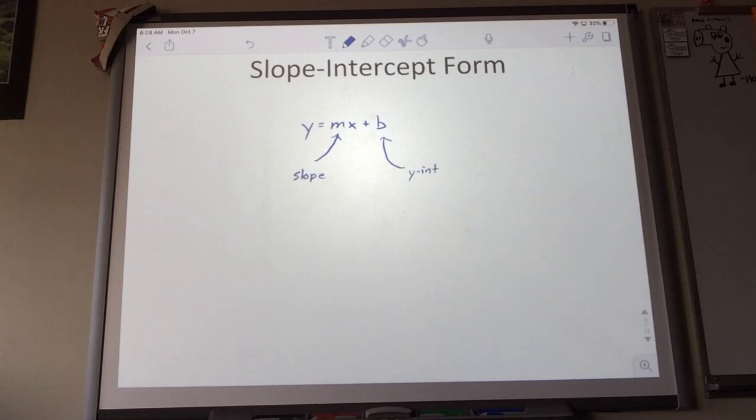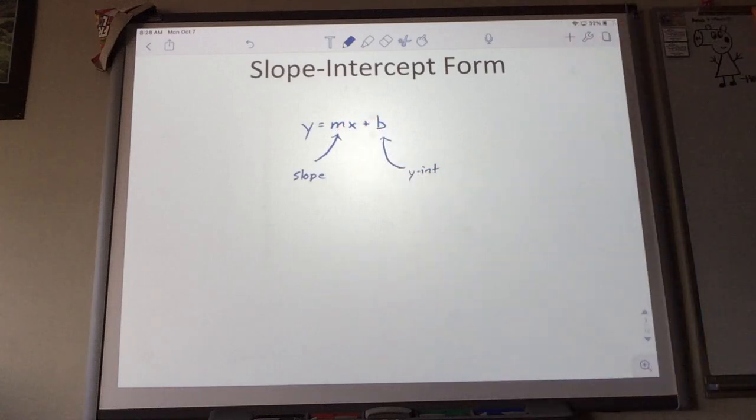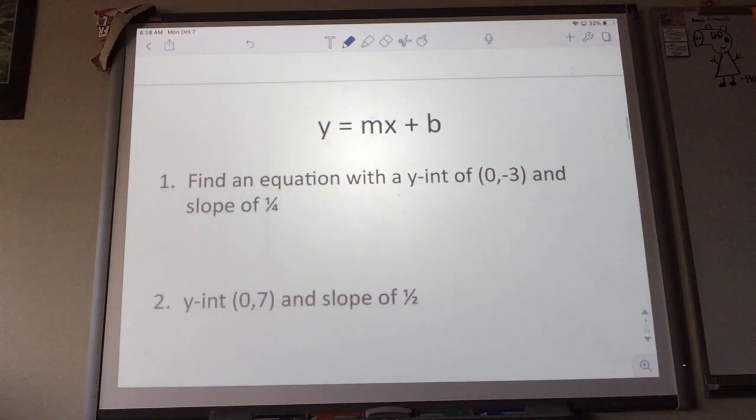The x and the y are just variables, so they always stay as an x and a y because they change. These are the things that don't change. Okay? So that's slope-intercept form.